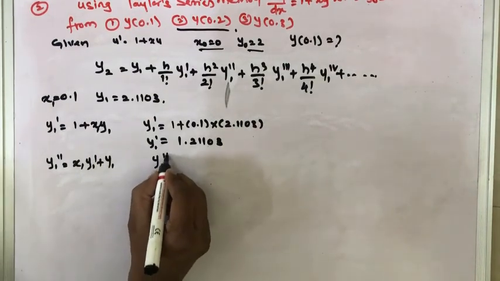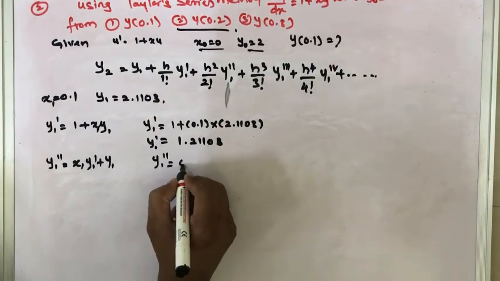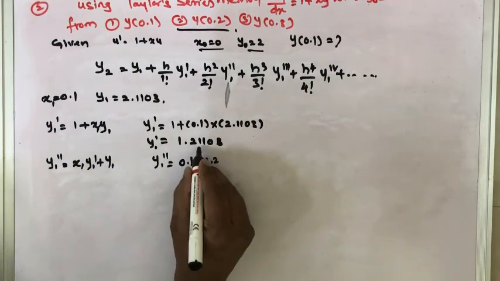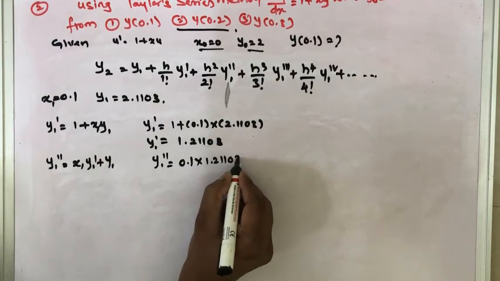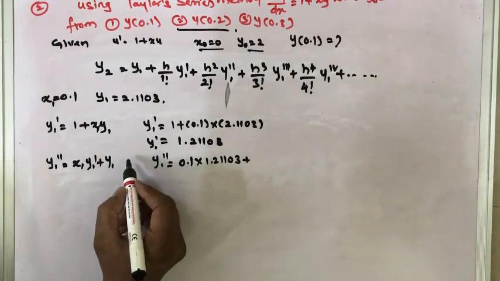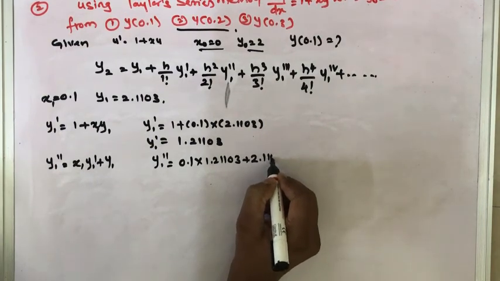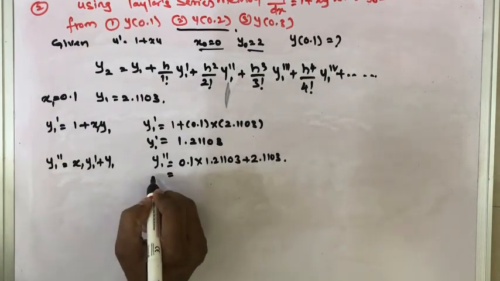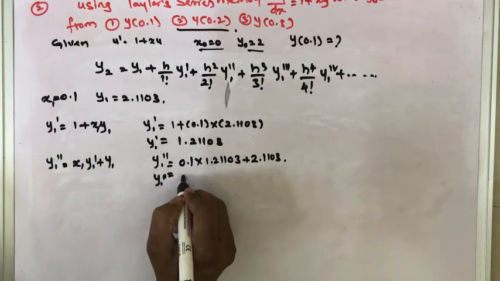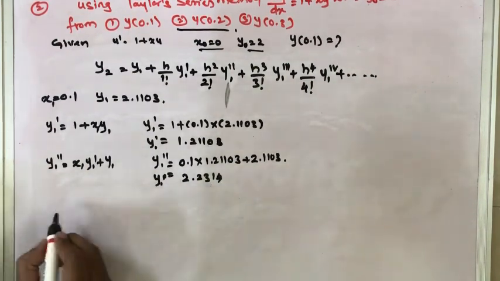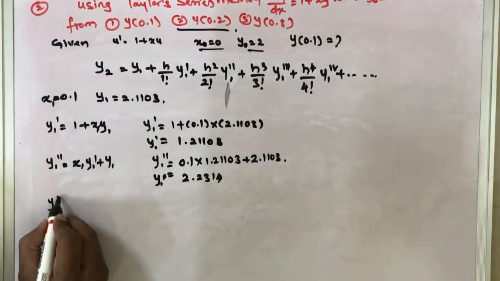So y1 double dash value will be, x1 will be 0.1 into y1 dash, which is 1.21103, plus y1 value, which is 2.1103. So if I substitute, y1 double dash is 2.2314.